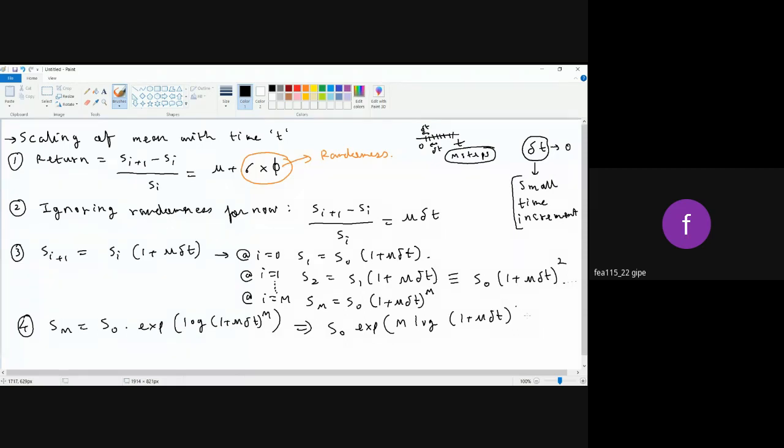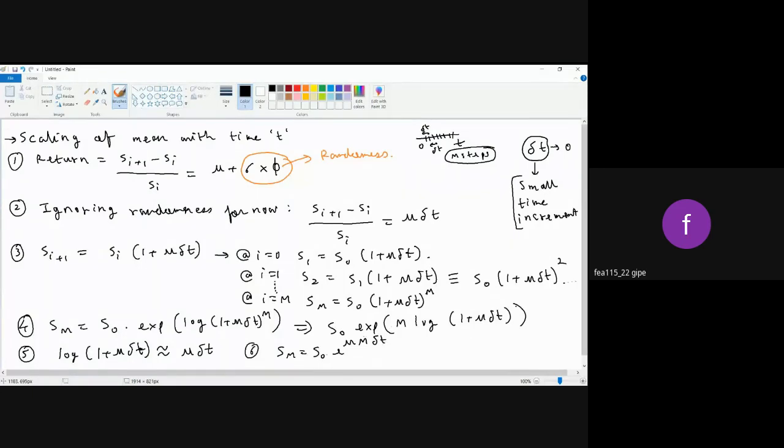Now I can do a small approximation here. For a very, very small time step, I approximate that log of (1 plus mu delta t) is approximately equal to mu delta t. For a very small time step, this is an acceptable approximation. So this results in step 6, which is Sm equal to S0 into e raised to mu m delta t.